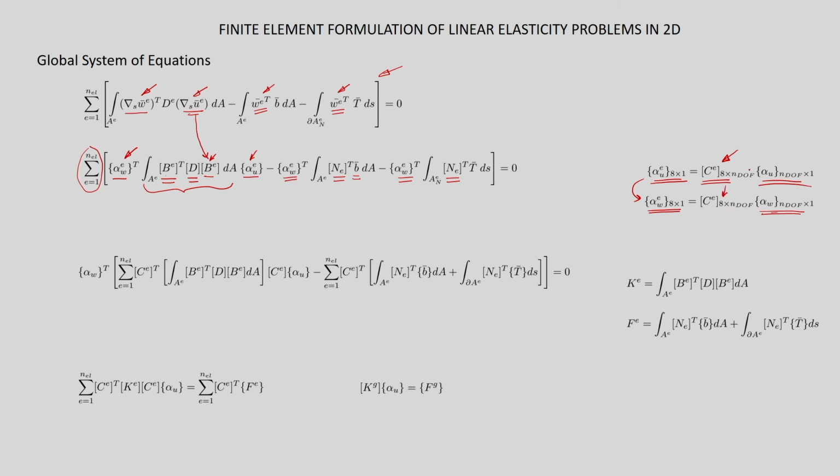Here end of represents the total number of degrees of freedom. So, for this current problem we have 21 nodes and in each node we have 2 degrees of freedom. So, in that case the total number of degrees of freedom for the current mesh is 42. So, the C matrix will be of size 8 by 42.